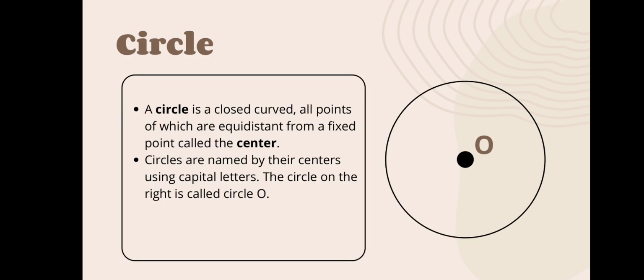So let's proceed. Circle. A circle is a closed curve, all points of which are equidistant from a fixed point called the center. Circles are named by their centers using capital letters. The circle on the right is called the circle O. So as you can see here, the name of that point in the center is O. So we call that the center circle O.